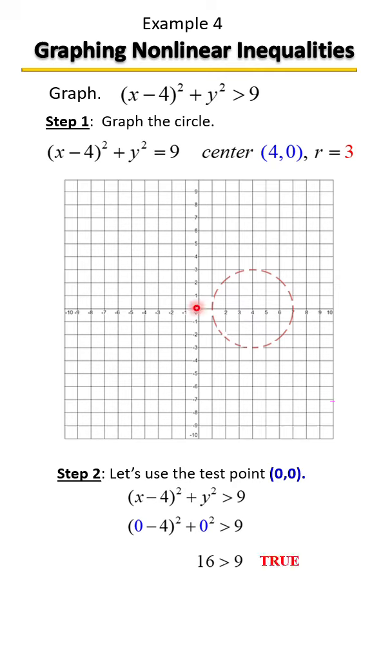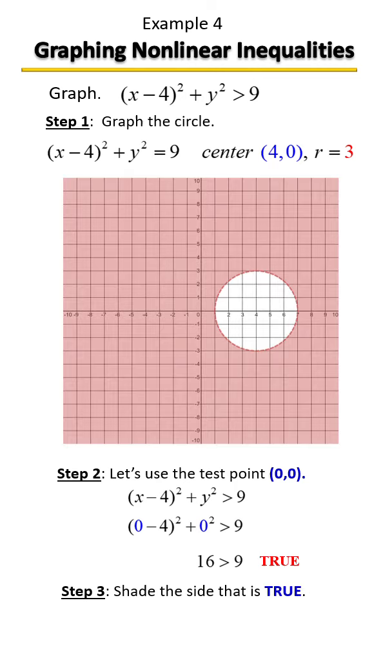Here's our test point. And since it is outside, and we got a true statement, that means the outside is the true region, which means you will shade outside, do not shade inside. And this is what our graph looks like once we're done.